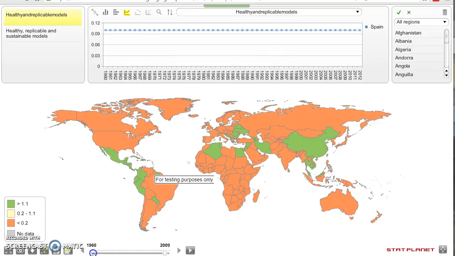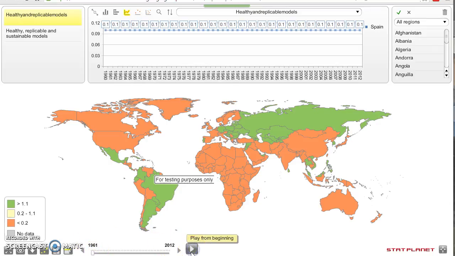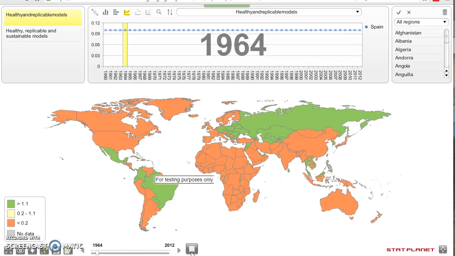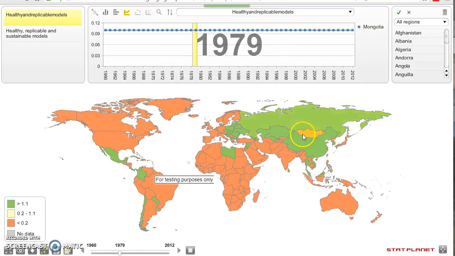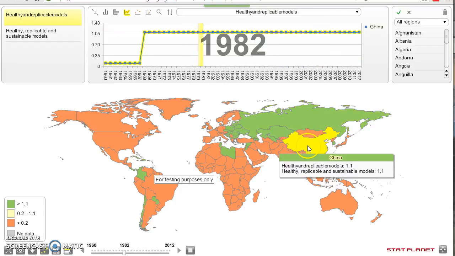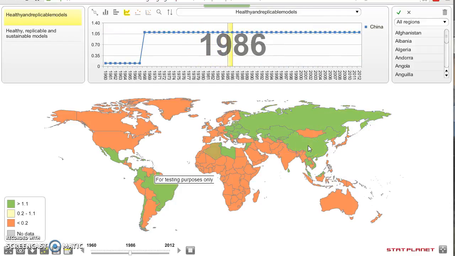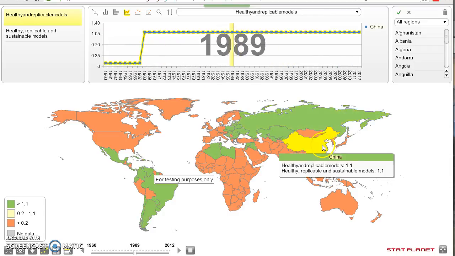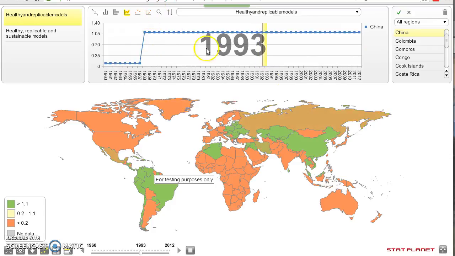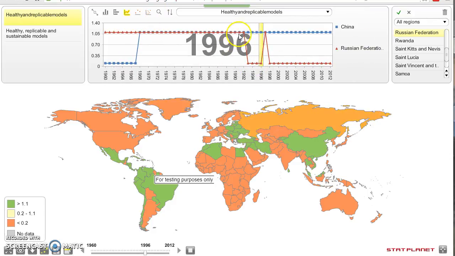You can also scroll back with this time function to the earliest time when we have records, the 1960s. You can play and see how the world has been evolving and turning either reddish or greenish in terms of countries that were healthy and replicable or not. While you do that, you can also see how a particular country has been evolving. Let's take China, and when it became healthy and replicable, in fact after the 90s. And you can click a second one like Russia. You see when it left that group.